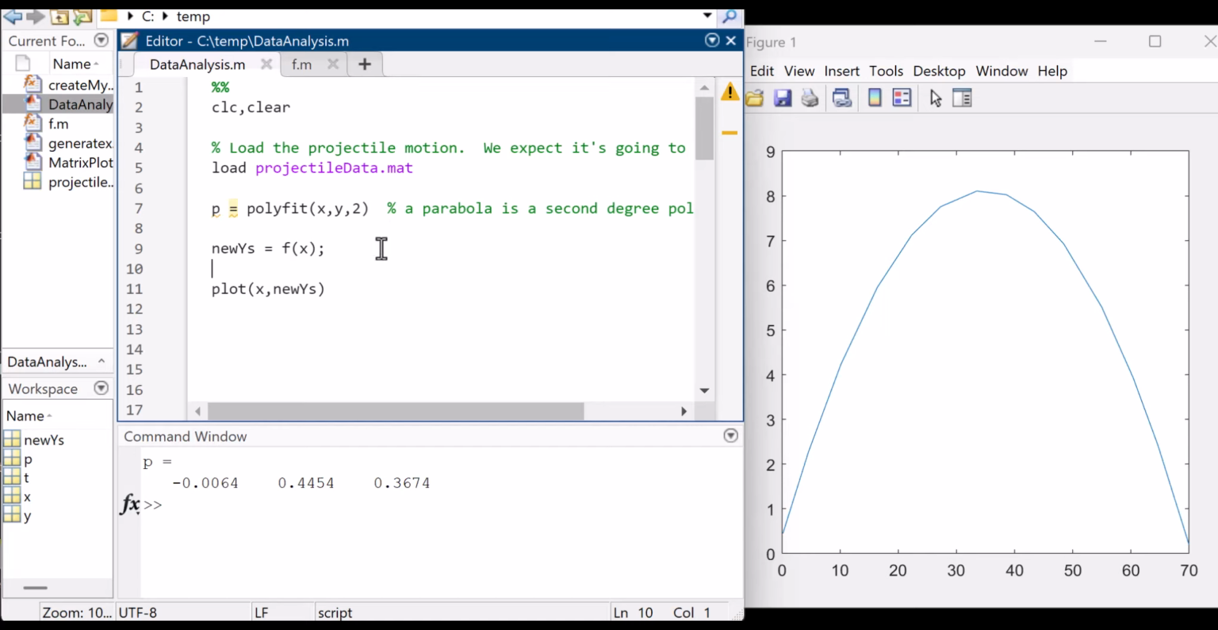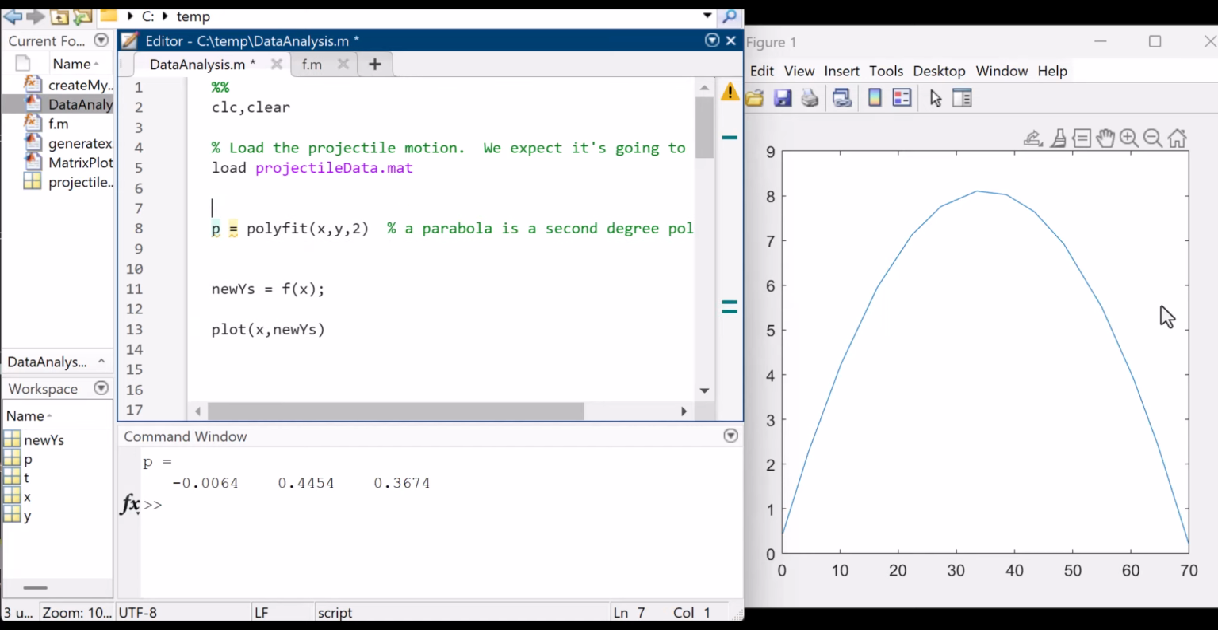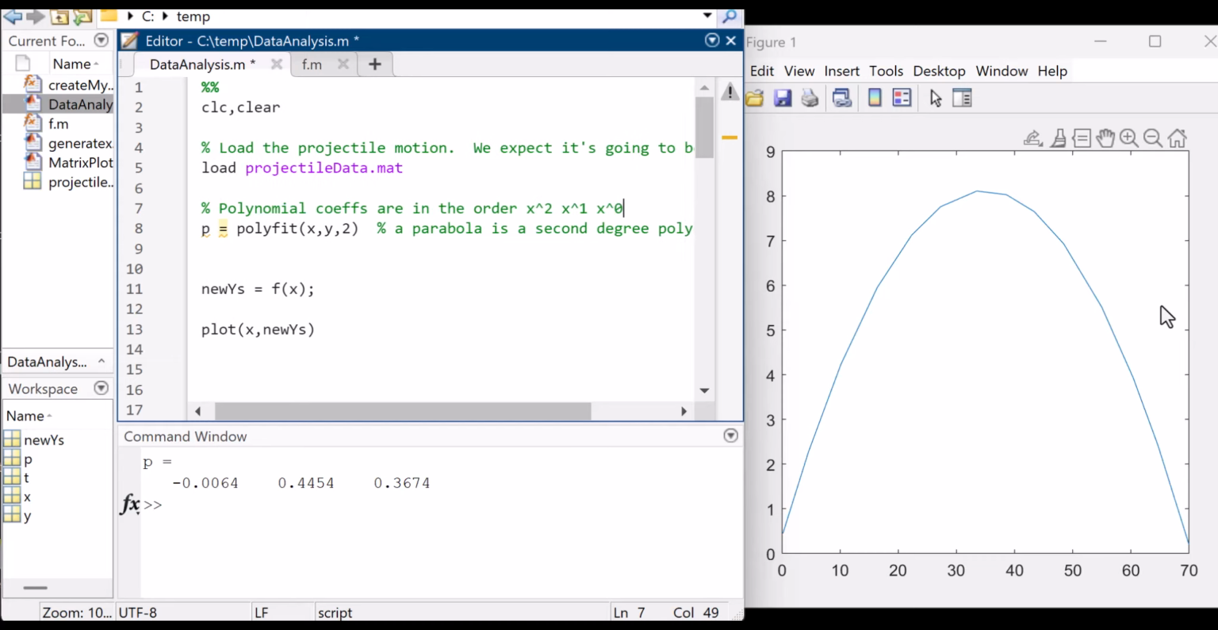Okay, so here's what I'm going to do. It turns out that these polynomials, I'm going to make this a note to myself because I totally didn't know. The polynomial coefficients are in the order x squared, x to the first, and then x to the 0. Because it's to the 2nd power.